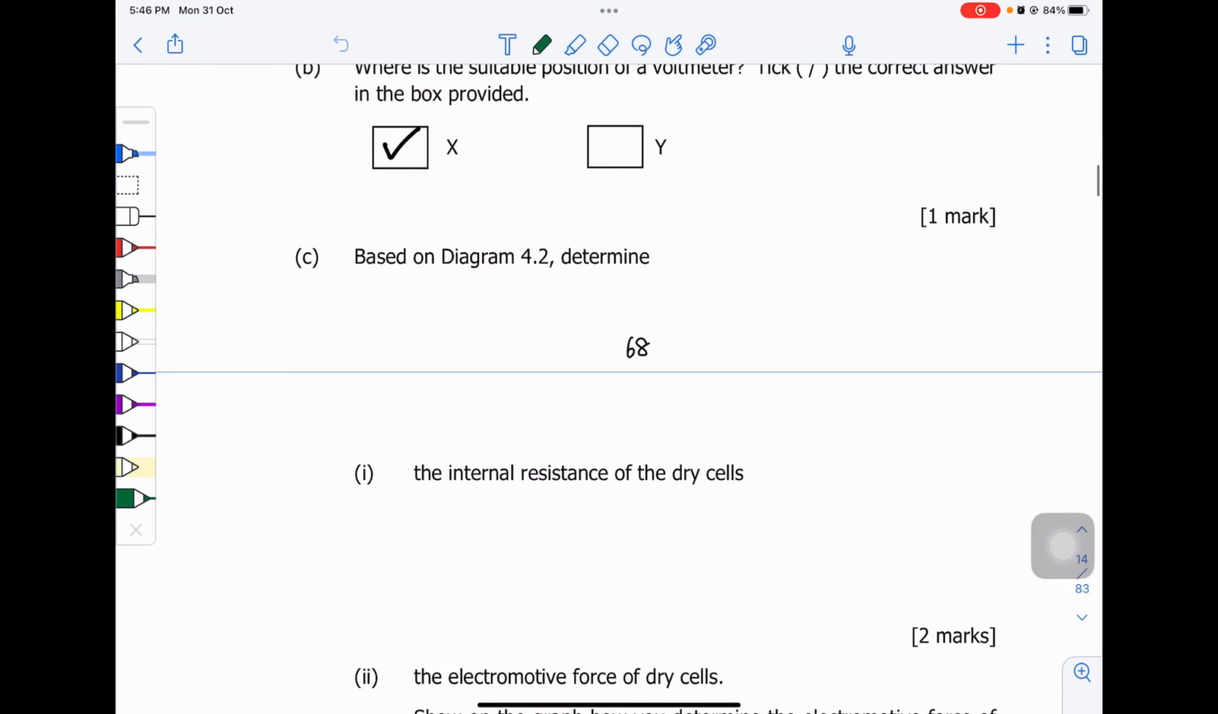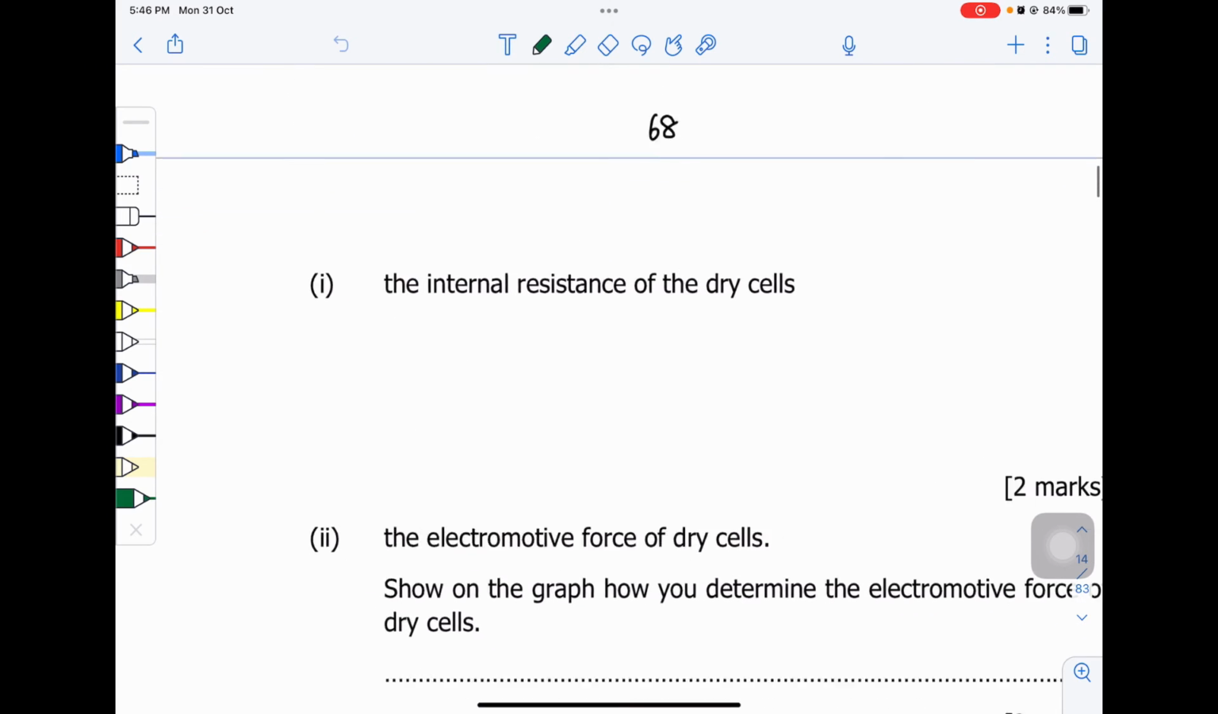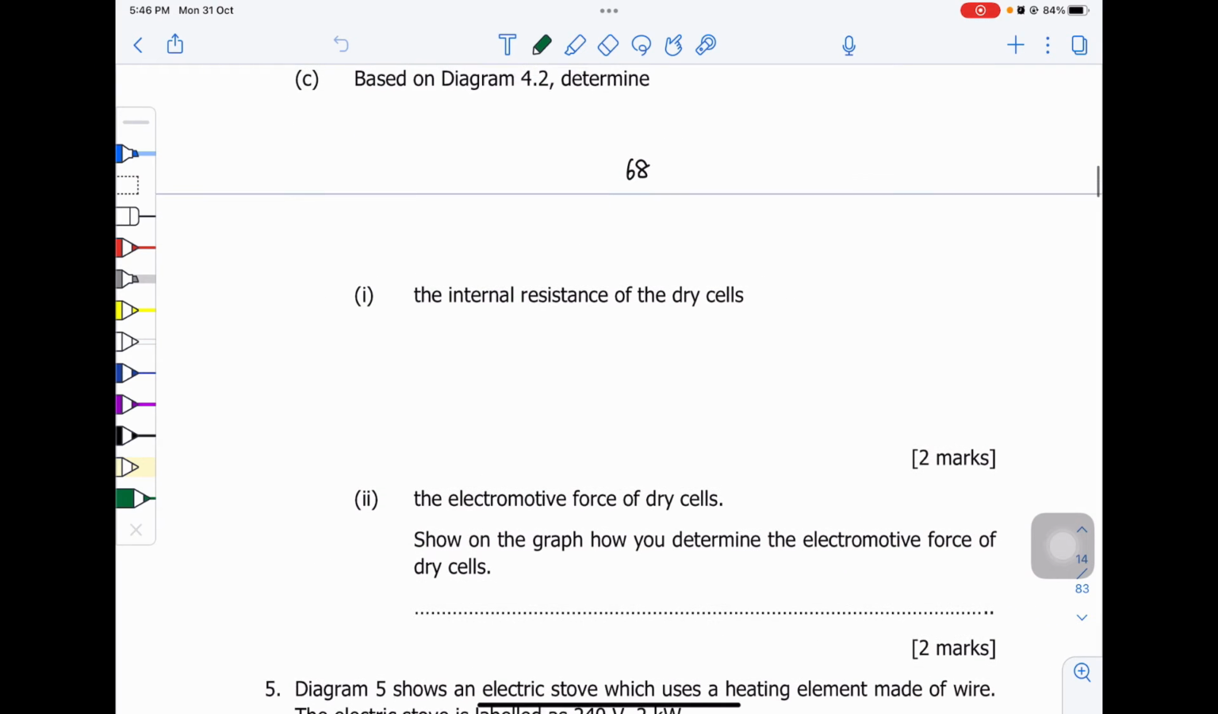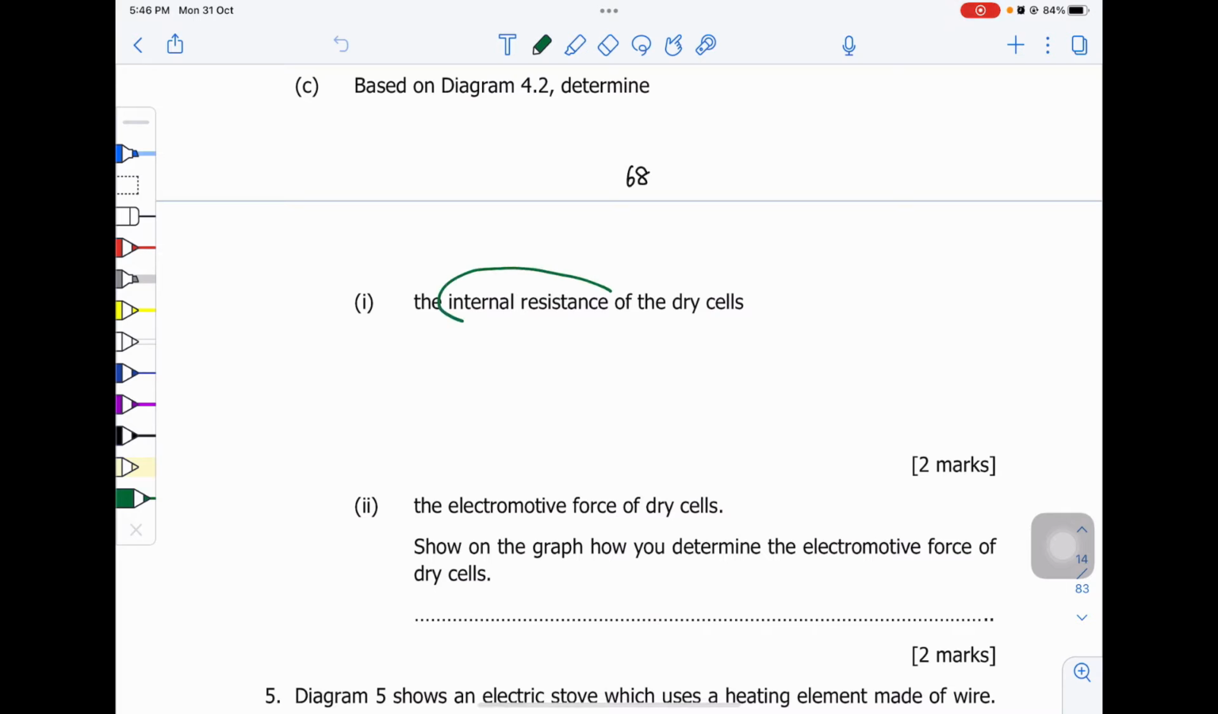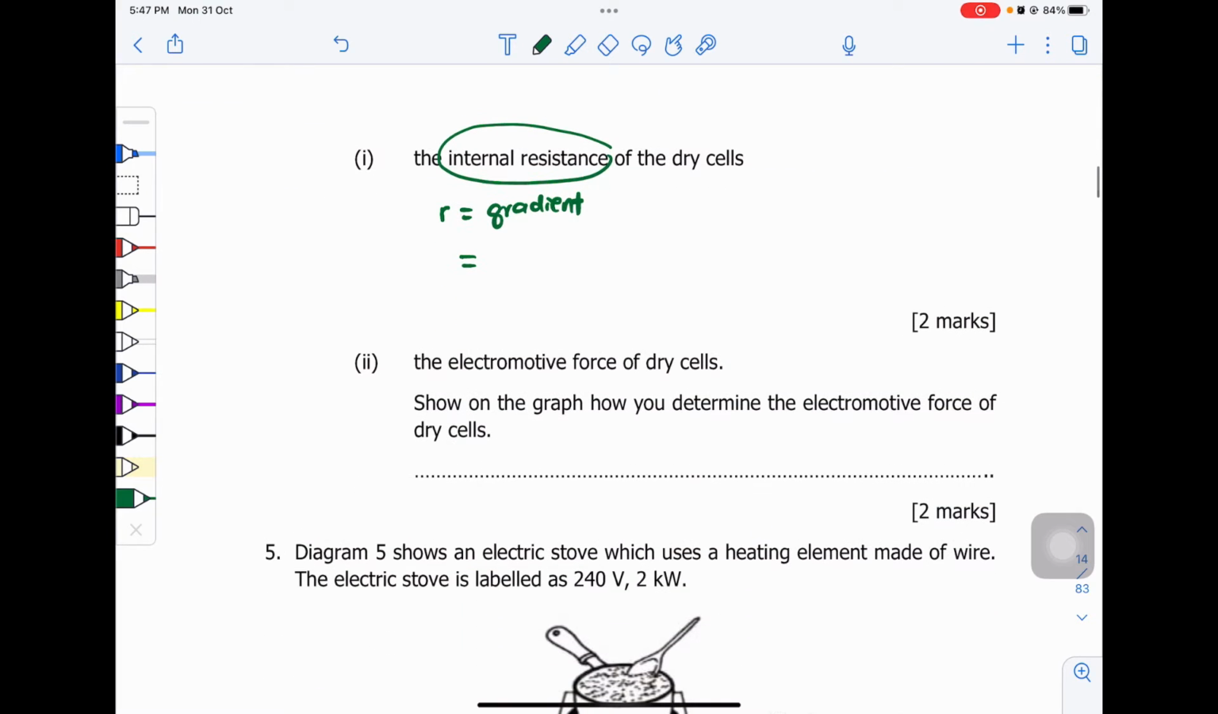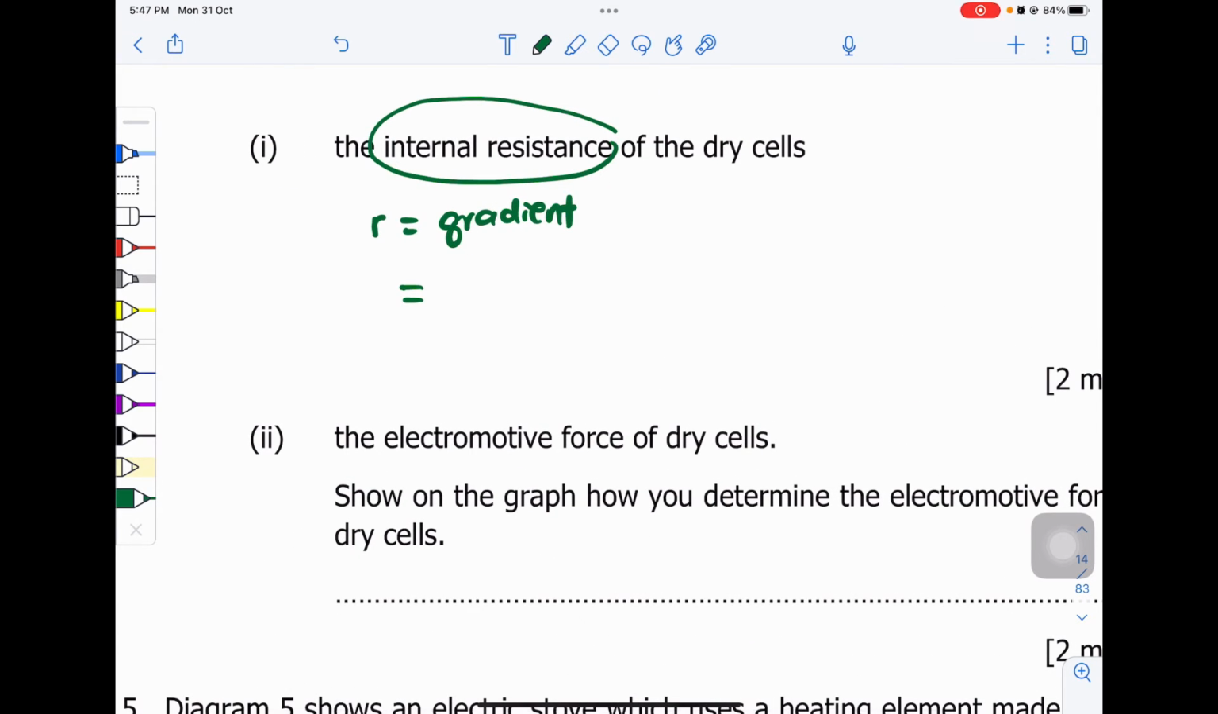So we look back at the question. The internal resistance, that's easy. We know the gradient gives you the internal resistance. Internal resistance equals the gradient. You write that first. It seems not important, but that helps you to think. You have to communicate with the examiner, but you cannot talk, so you write everything in.